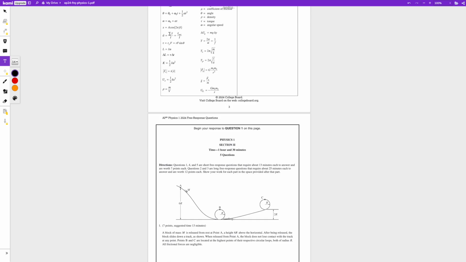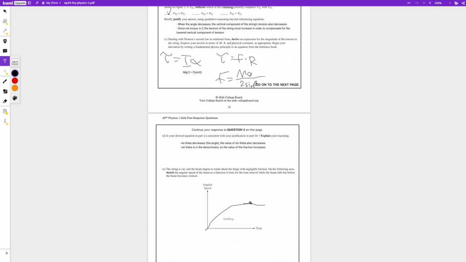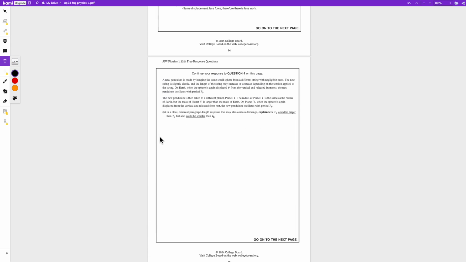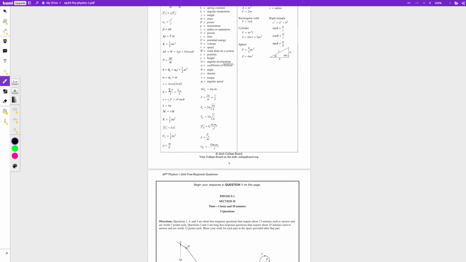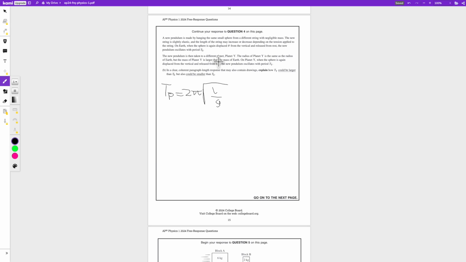Well, let's go on to our equations for the period of a pendulum. It's 2 pi times the square root of L over g. So let's get back over here and just write that quickly. Period of a pendulum is equal to 2 pi times the square root of the length divided by gravity. Did I get that right? I did indeed. So let's explain how TY could be larger than TE or smaller than TE.